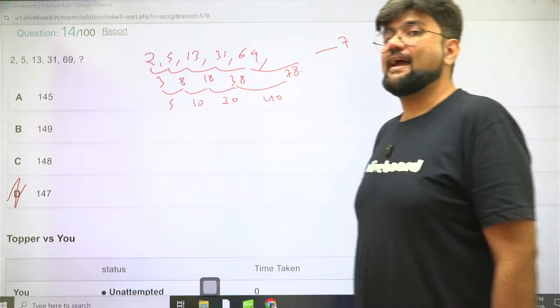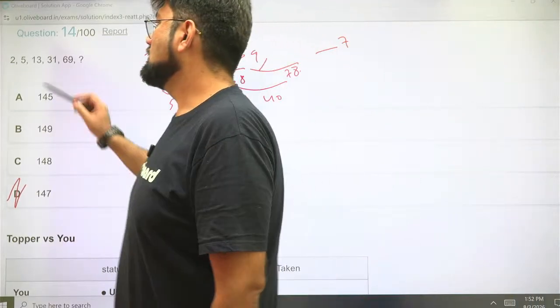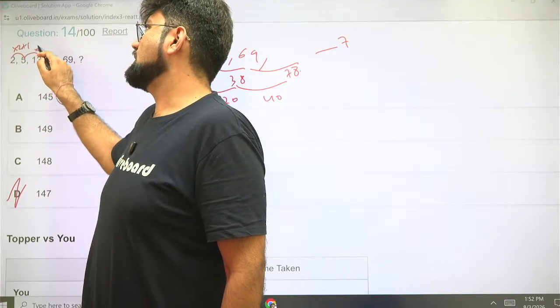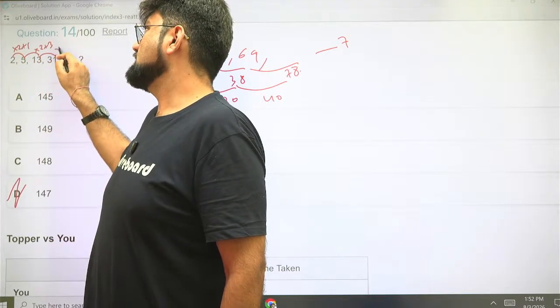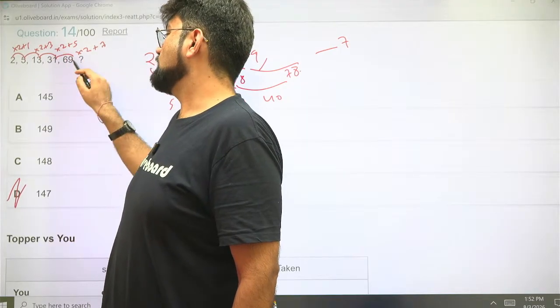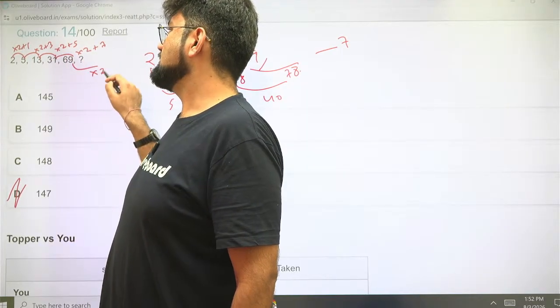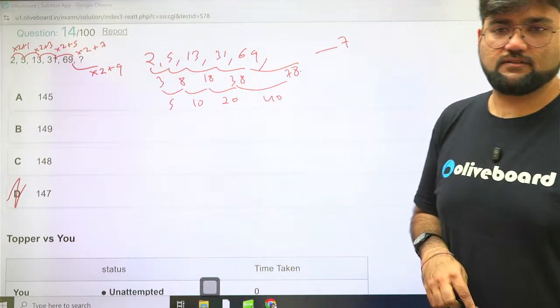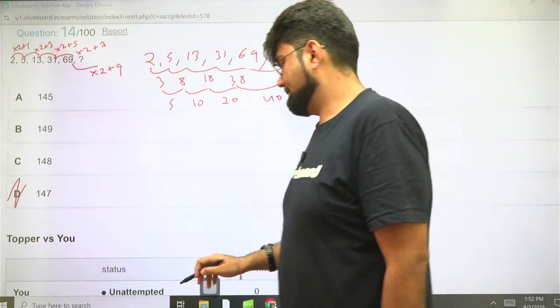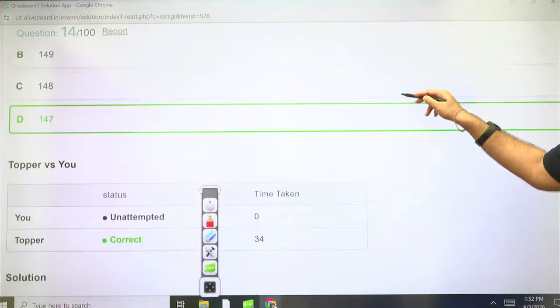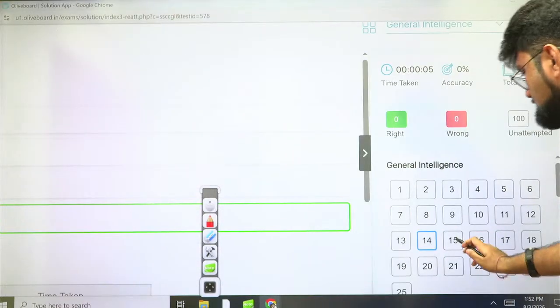Okay. But what is the actual logic? The actual logic was 2 is being multiplied by 2 and we are adding 1 to it. 5 is being multiplied by 2, we are adding 3 to it. 13 is being multiplied by 2, we are adding 5 to it. 31 is multiplied by 2, we are adding 7 to it. So eventually we had to multiply 69 by 2 and add 9 to it, which would have led to 147 as the correct answer. Okay. Whatever comes to your head, whatever helps you out is the approach. 34 seconds. Next.